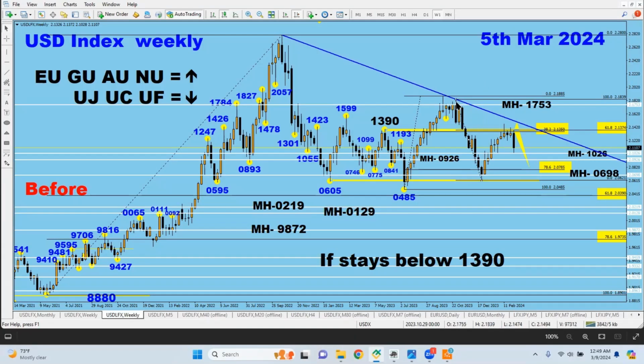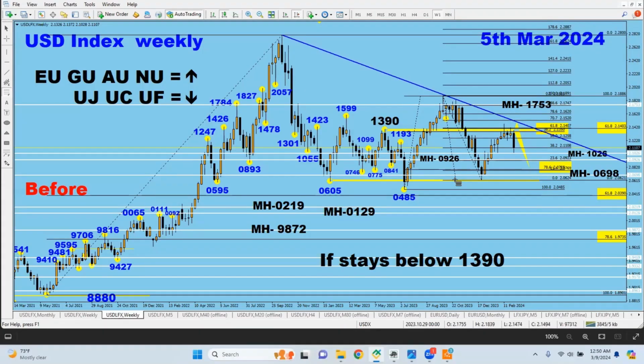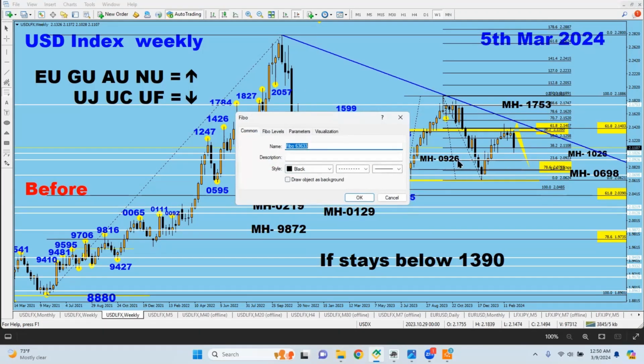Actually, let me draw the fib from here. Okay, this is how it is. Right? So 61% touch. Very nice. But I don't have the 23%. So I'm going to draw a new fib just to see where the 23% line is coming. Now, the 23% line is coming exactly at 0926.